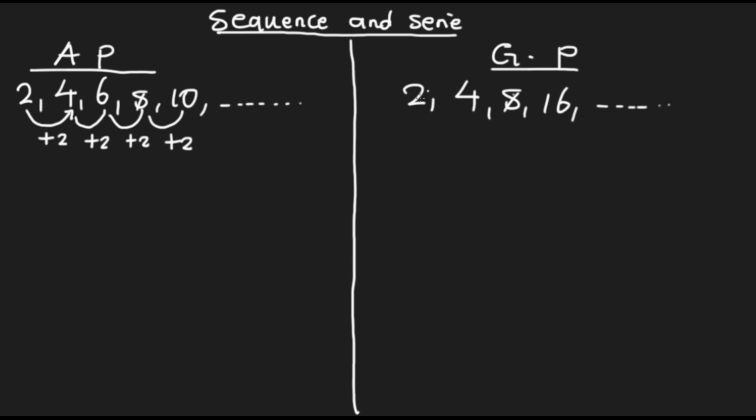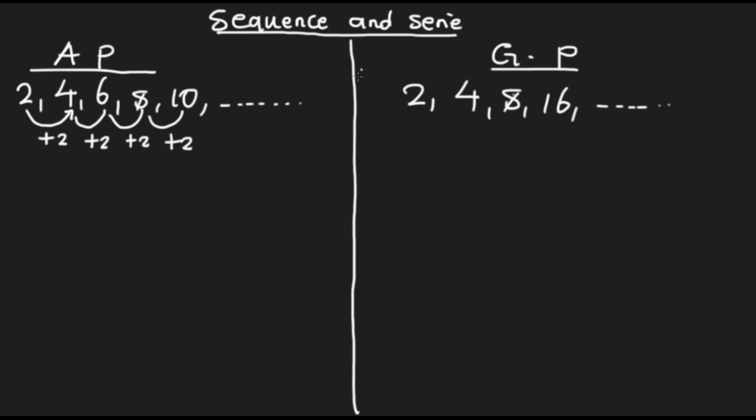Now let's check for sequence GP. So if we were to try addition from 2 to 4, we can see that 2 was added. Then 4 to 8, 4 was added. 8 to 16, 8 was added. So we can see that here the numbers are changing. So if the numbers are changing, then there should be another pattern. So we need to look at the pattern that was used.